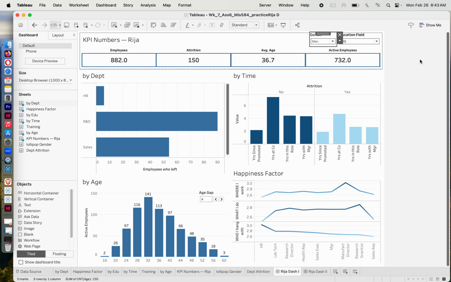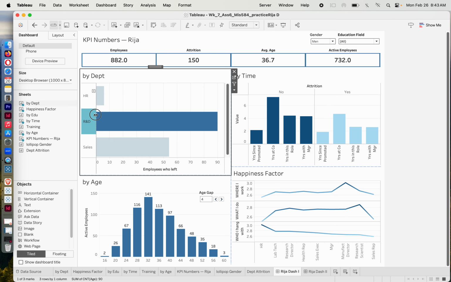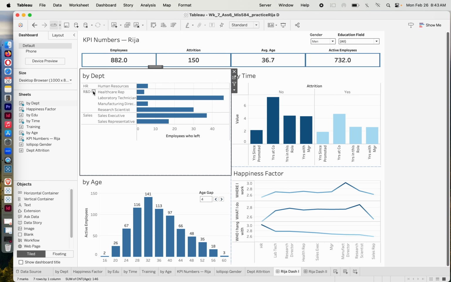What you're going to find from this is, when my questions had to do with, is there a difference between gender? And yes, the men seem more unhappier, and it actually is in R&D. So if you expand this, it's the R&D and the lab technicians. And we find that the lab technicians are the least happiest with where they work and what they do. And HR men and sales rep are the least happiest with what they do.